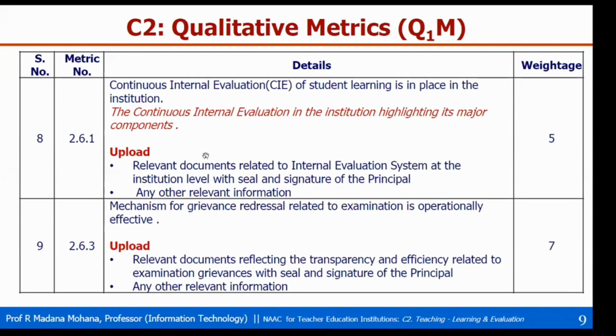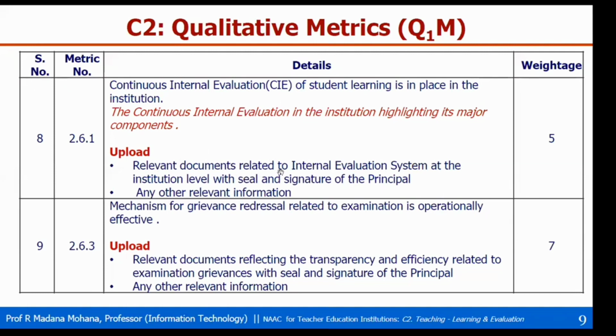Then coming to 2.6.1, this is related to continuous internal evaluation of student learning in the institution. It carries 5 points. The continuous internal evaluation in the institution, highlighting its major components. So your UG program is there, PG program is there. So as per university or autonomous college, or if you are an affiliated college, then you have to follow university norms. So what is the internal evaluation distribution, then what is the external evaluation, for theory as well as practical. You can highlight the components, the distribution of marks for internal, how many class tests are there, how many midterm tests are there, how many assignments are there. So whatever the patterns, you can highlight as per the academic calendar, internal examination timetables, evaluation guidelines, everything as per your regulations you can showcase and highlight.